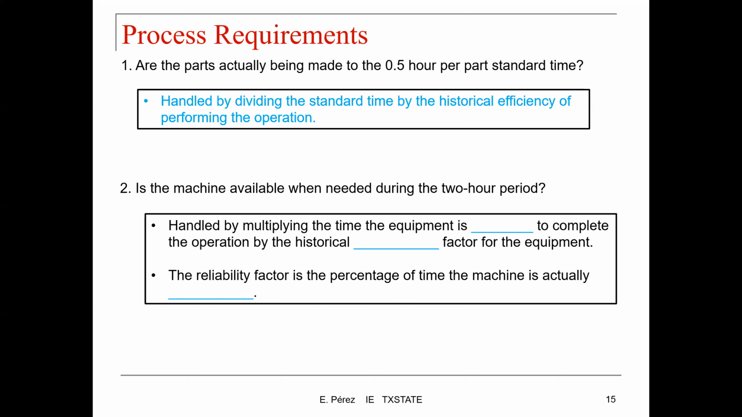Is the machine available when needed during the 2-hour period? This is handled by multiplying the time the equipment is available to complete the operation by the historical reliability factor for the equipment. The reliability factor is the percentage of time the machine is actually producing.